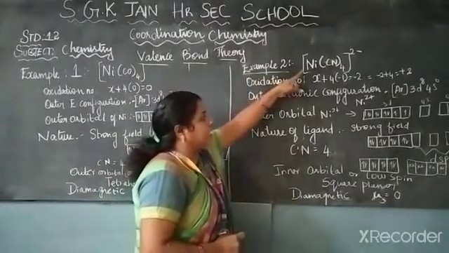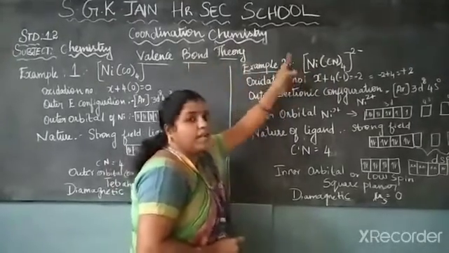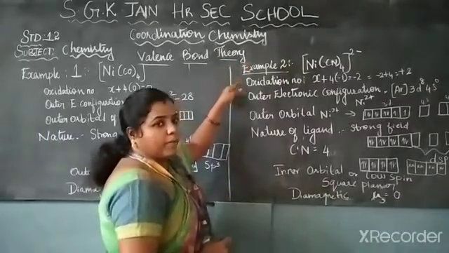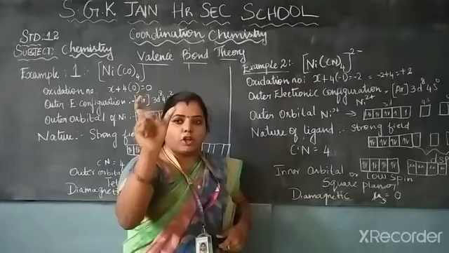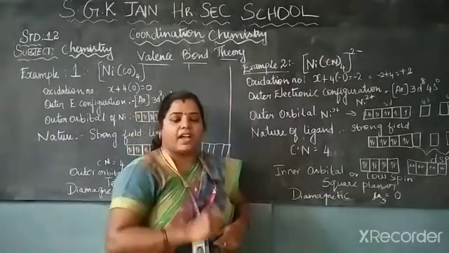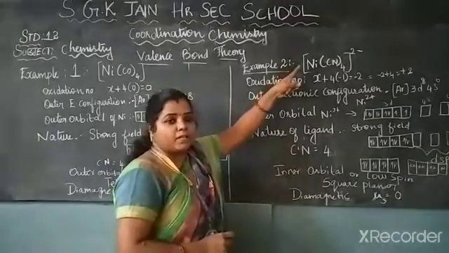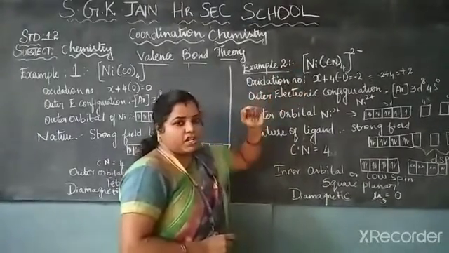Here it is also Ni(CN)4. Instead of carbonyl we are using cyanide. The first thing, again the same: the oxidation number. Whatever compound you are given in the valence bond theory, first you have to find the oxidation number of the metal. Here nickel is the metal, so we have to find its oxidation number.